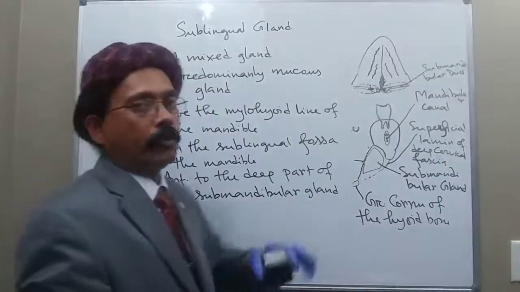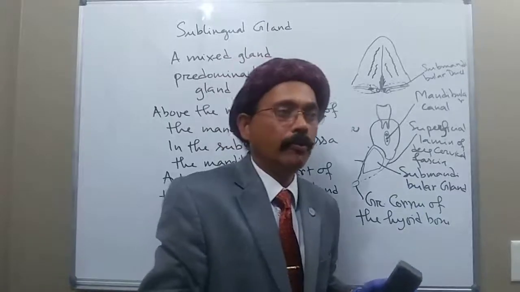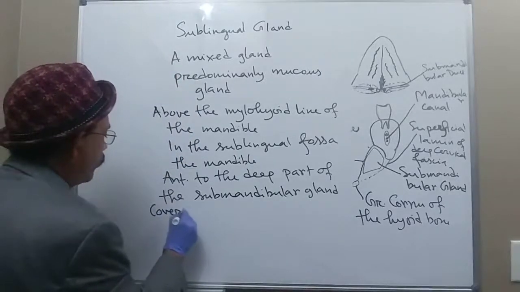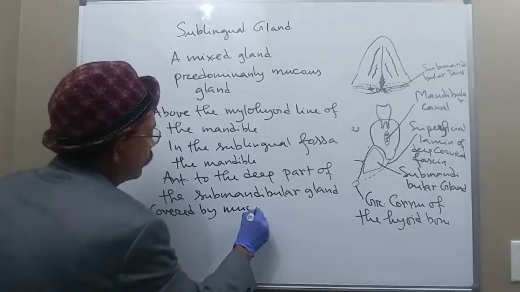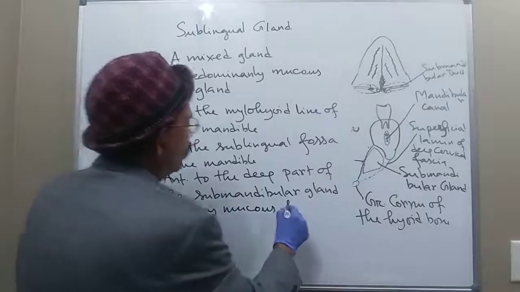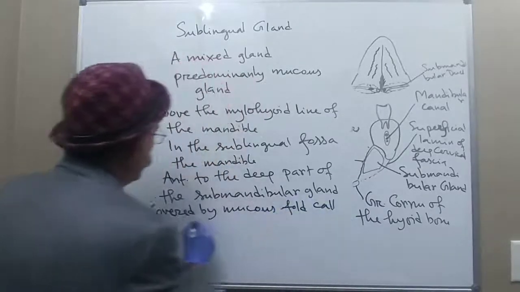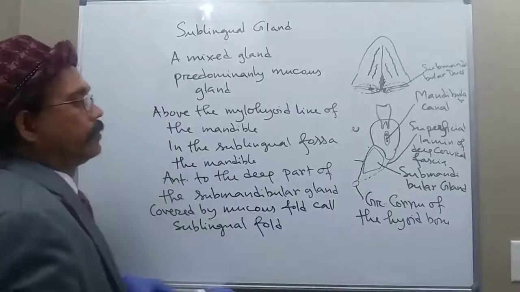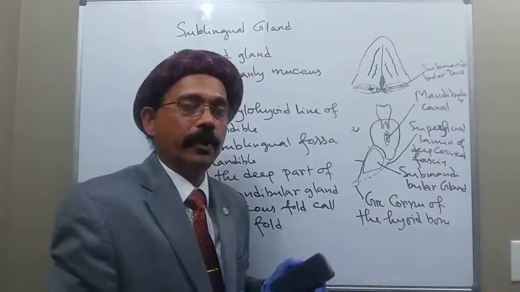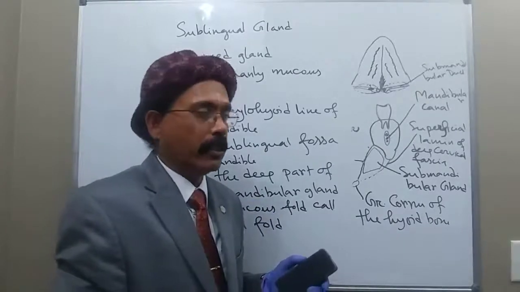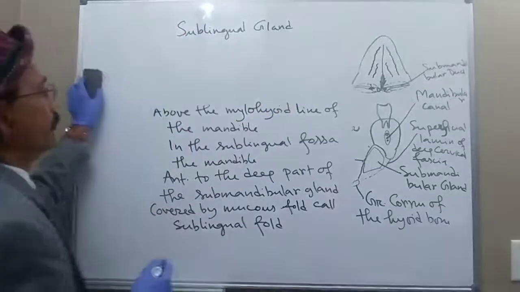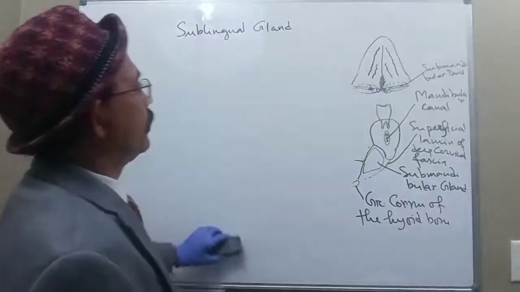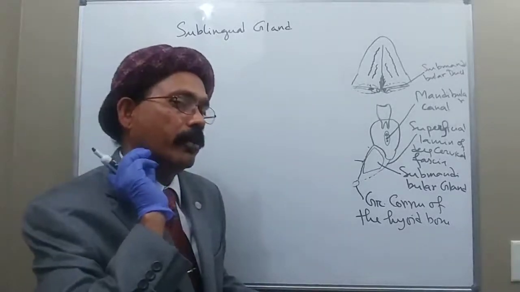We got that. It is covered by a mucosal fold to produce the sublingual fold. And that sublingual fold is just lateral to the submandibular salivary gland duct. Okay, we got that. So it is in the floor of the mouth above the mylohyoid line in the sublingual fossa, and it is located anteriorly. The submandibular gland is located posteriorly.